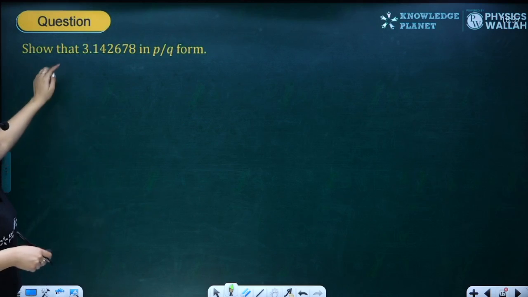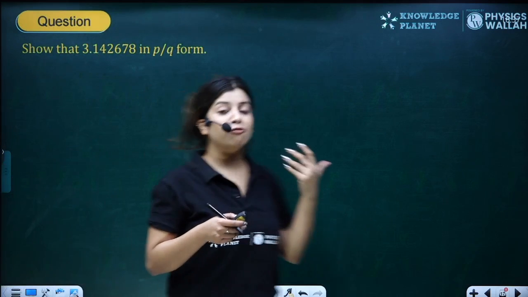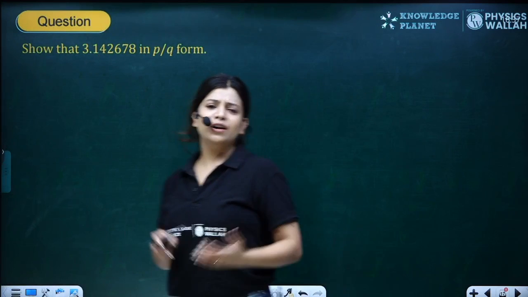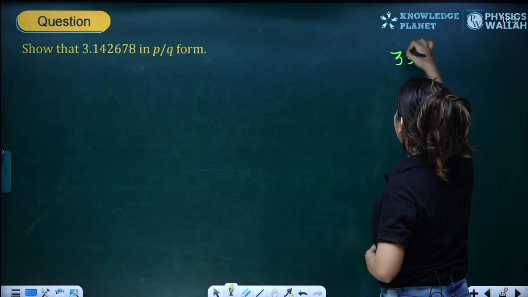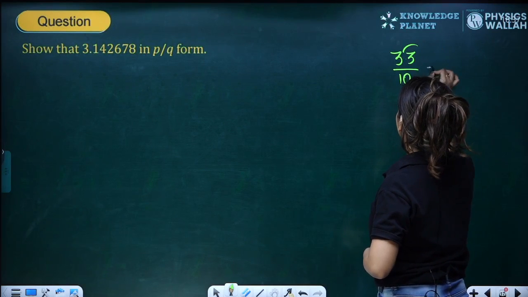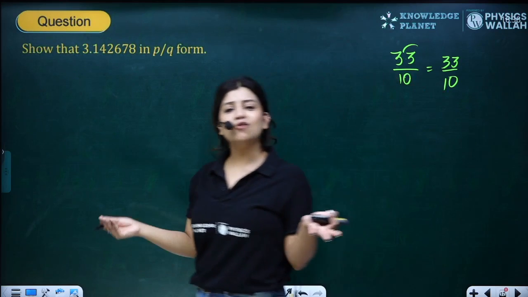Alright, so over here we have 3.142678. We have to represent it in the form of p by q. We have already done this. If we have 3.3, let's see a smaller number. If we have to remove the decimal, we just divide it by 10. This will become 33 by 10. That is the p by q form.